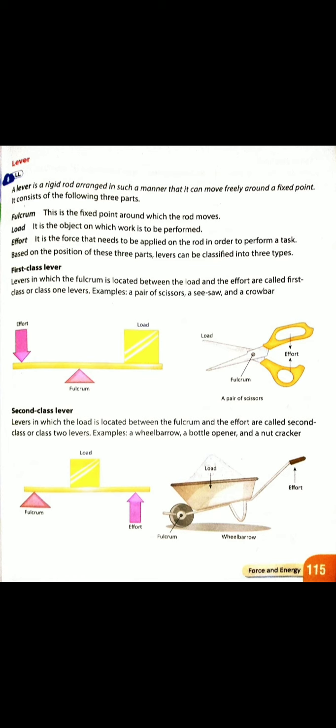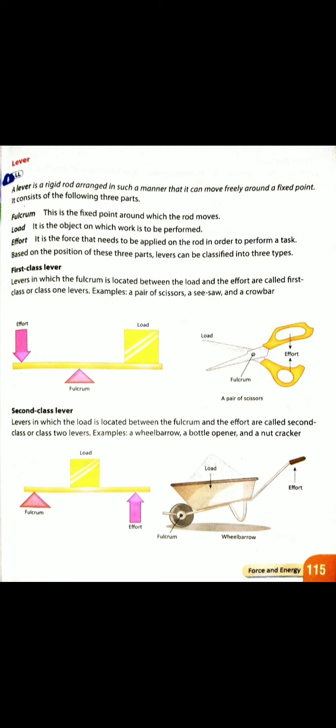So, based on the position of these three parts, levers can be classified into three types: first class lever, second class lever, and third class lever. So, in first class lever, the fulcrum is located between the load and the effort. Examples of first class lever are a pair of scissors, a seesaw, and a crowbar.